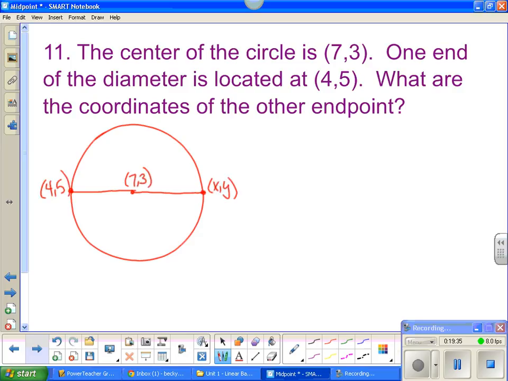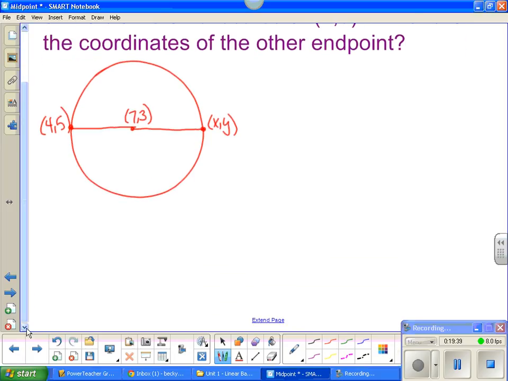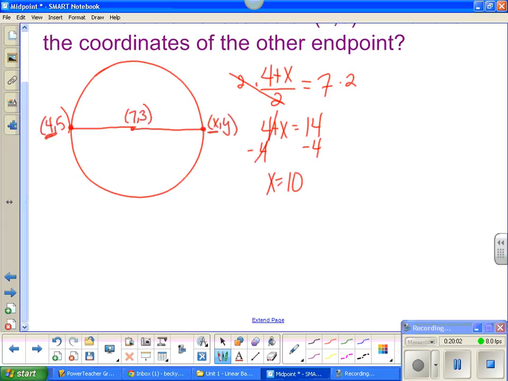So we'll let him be x, y. So again, I'm not finding the midpoint, but I'm going to use the midpoint formula to help me find it. So I'm going to take my x and my x from my endpoints. So 4 plus x, divide them by 2, and they should give me 7. And then I'm going to multiply both sides by 2. 4 plus x equals 14. Subtract 4 from both sides, x equals 10.